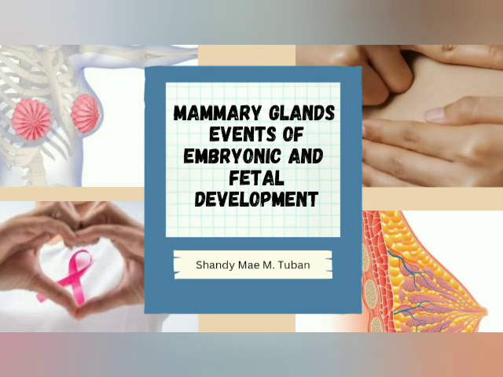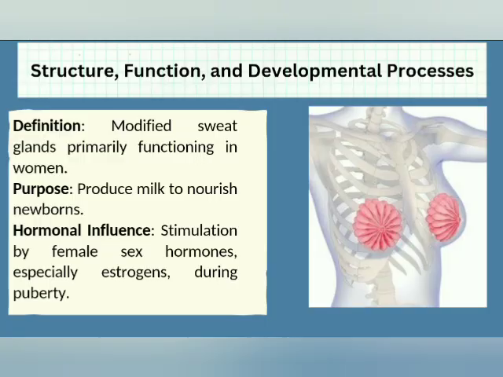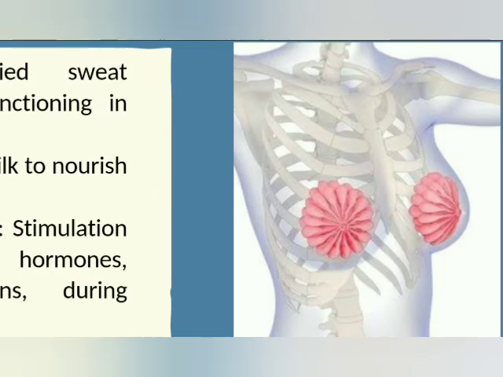I am going to discuss the mammary glands, events of embryonic and fetal development. So the mammary gland is a modified sweat gland primarily functioning in women. The main purpose of the mammary gland is to produce milk to nourish newborns. Hormonal influence: stimulation by female sex hormones, especially estrogen, during puberty, helps develop the breast.